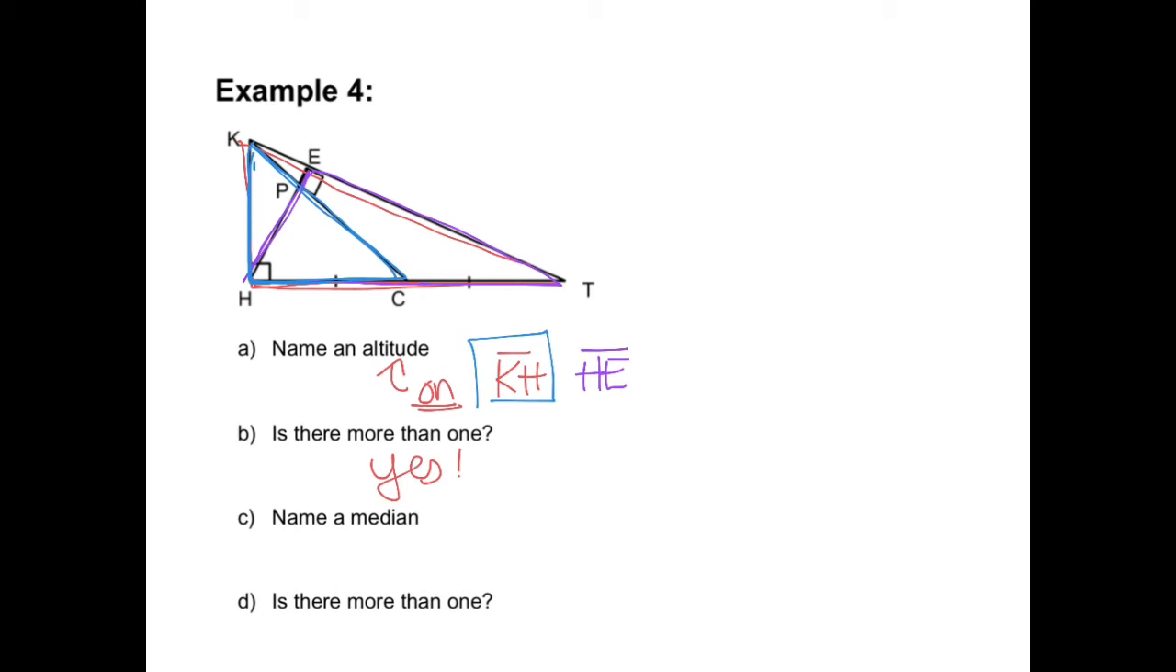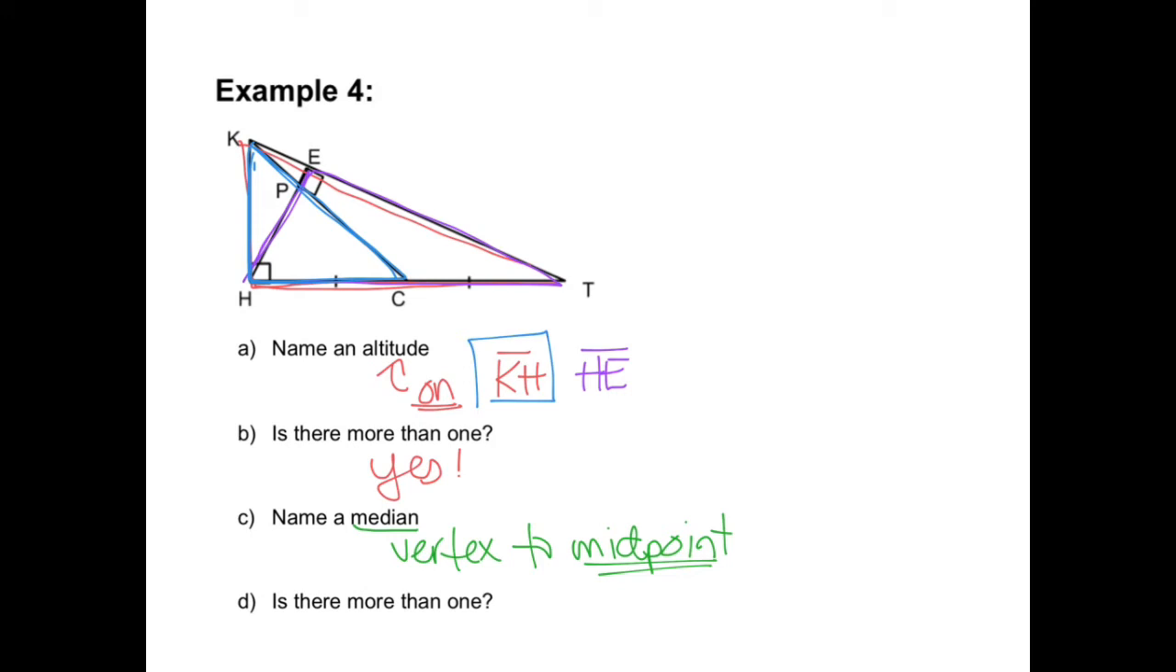And now the next question talks about a median, which we'll have to remember from yesterday's lesson. A median, remember, is from the vertex to the midpoint. So I'm just going to write that here just as a quick reminder. So the fact that it is a midpoint means that we should be looking for congruent markings.